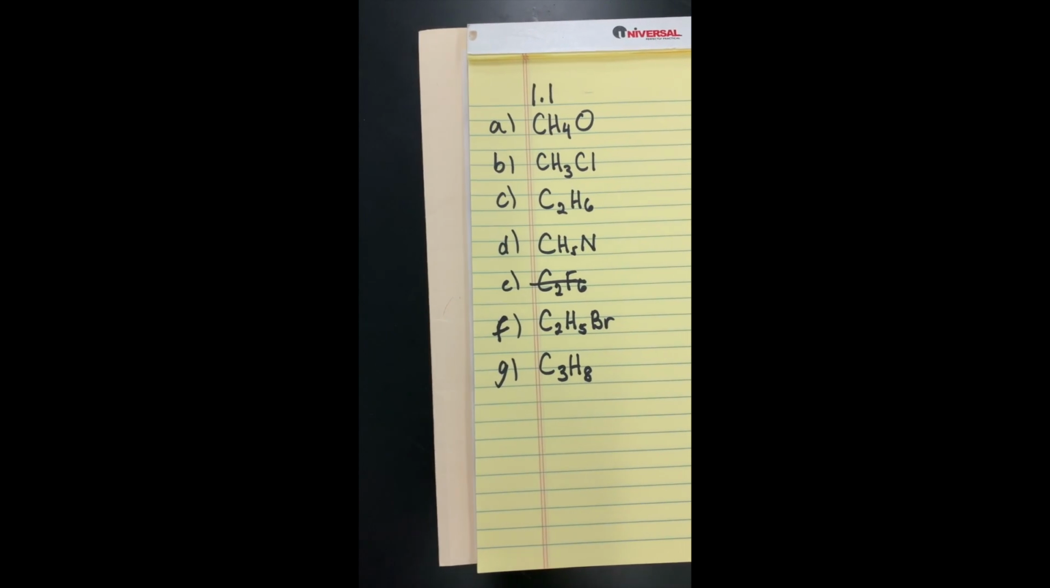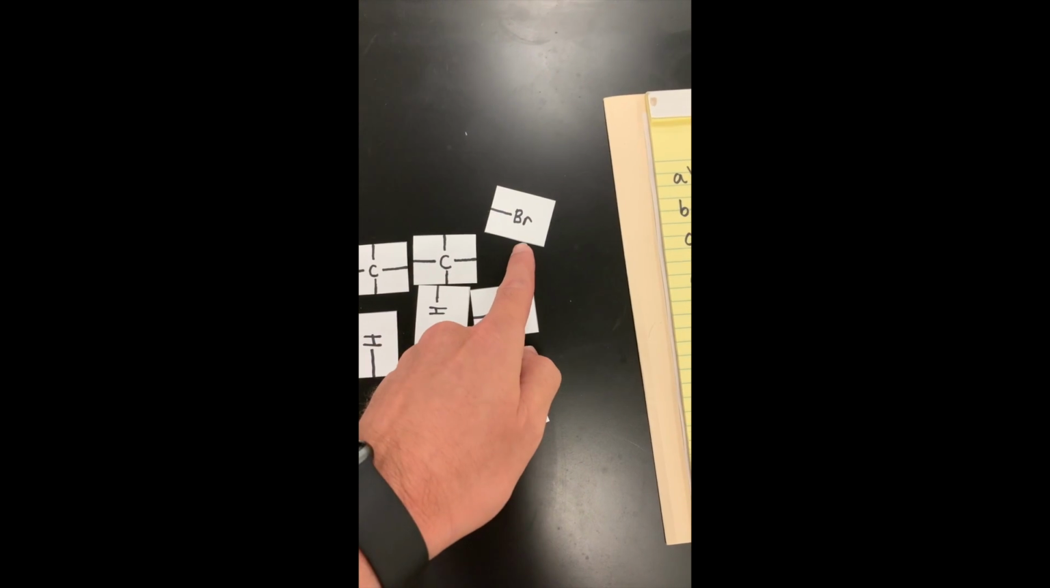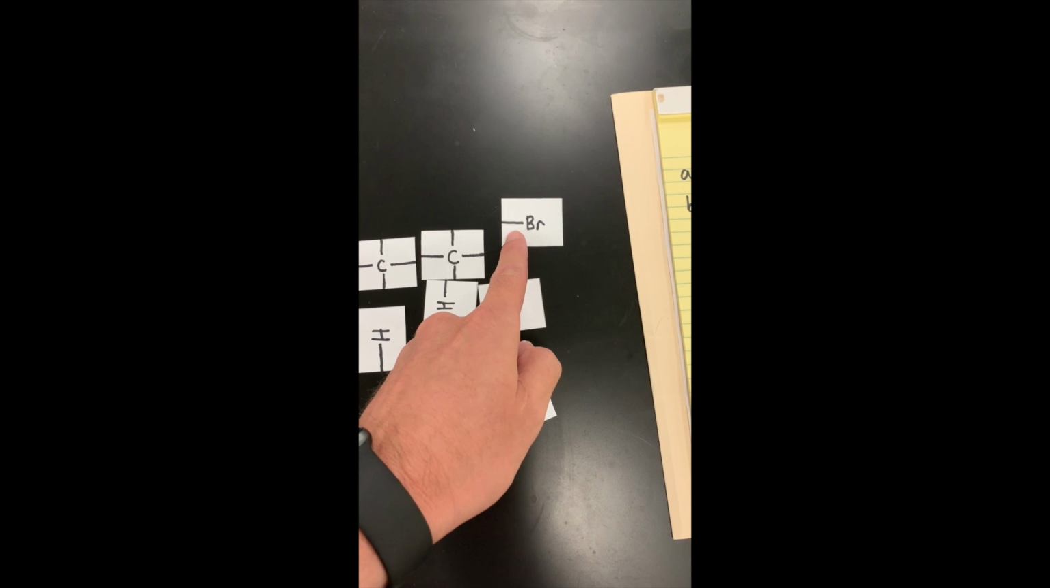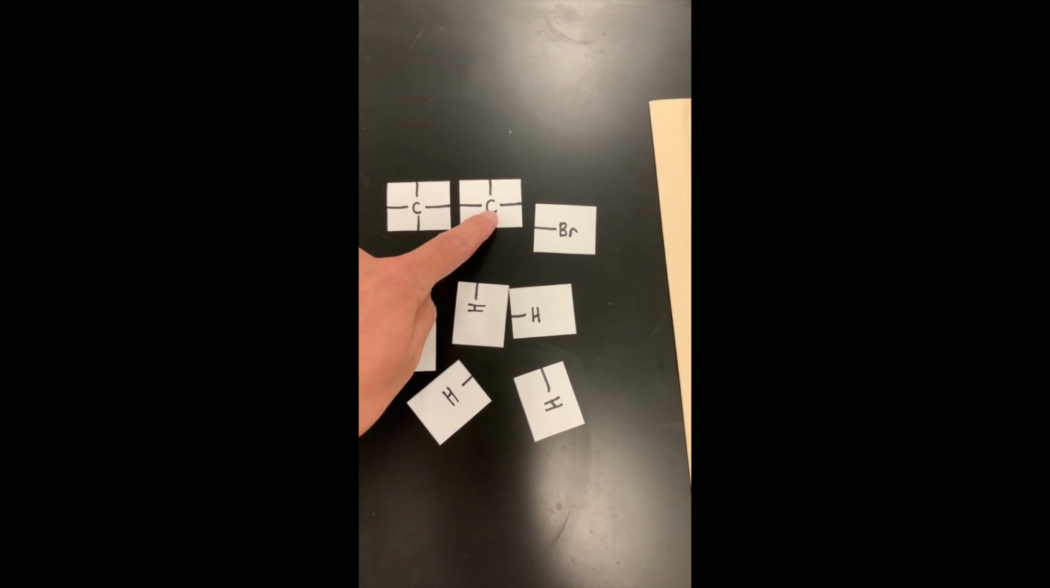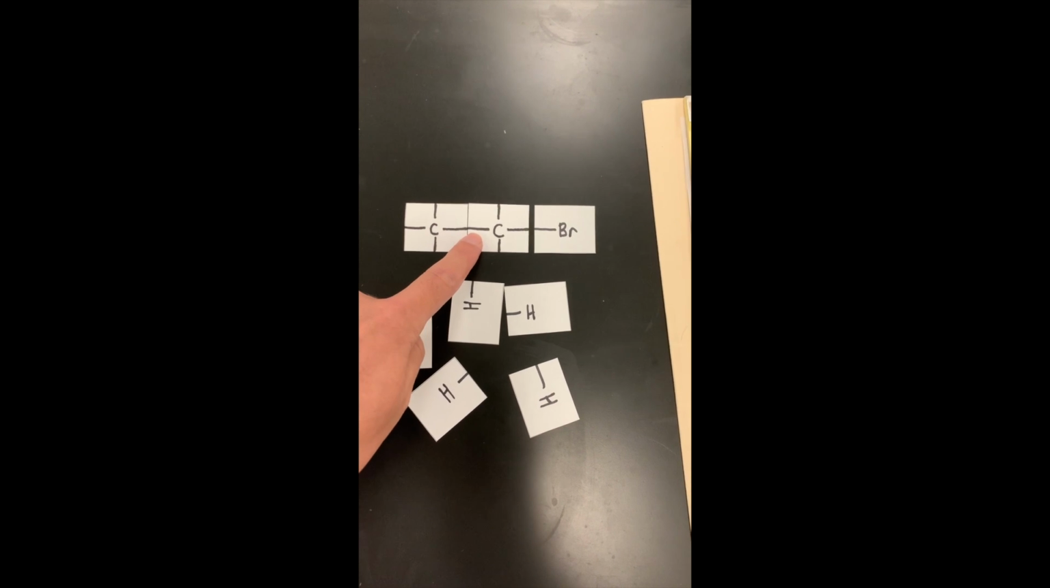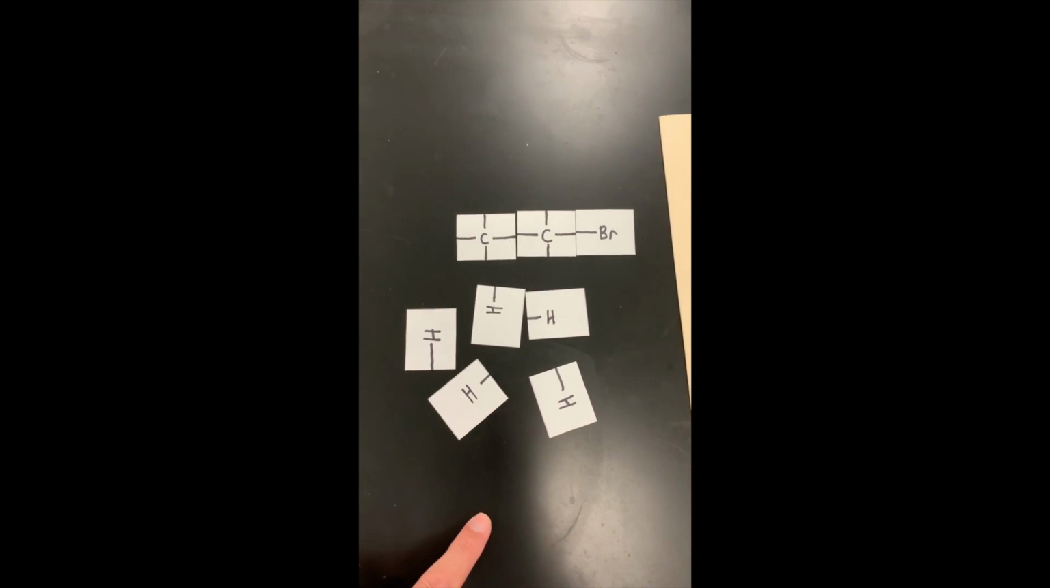C2H5Br. Okay, so let me get all those pieces ready. We need 2 carbons, 5 hydrogens, 1, 2, 3, 4, 5, and a bromine atom. So bromine is a halogen, and it has 1 valency, or 1 bond that it can make to something. And so C2H5Br, let's put the 2 carbons together, and then let's just snap on the bromine there.